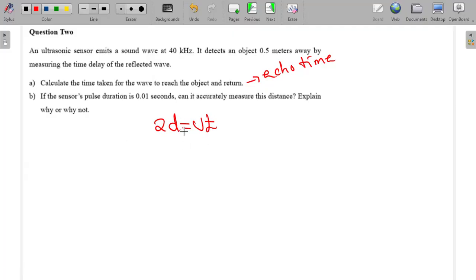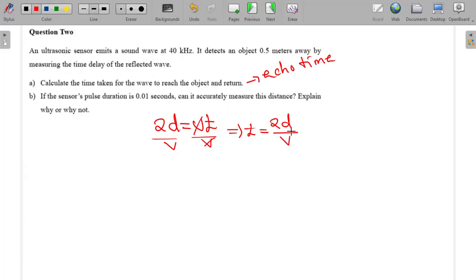In this particular case, what do they want? They want us to calculate time, which means we'll divide by the V there, and the V will cancel out. That means my time will be equal to 2 multiplied by distance divided by velocity.